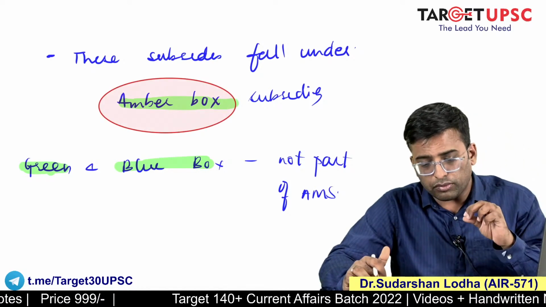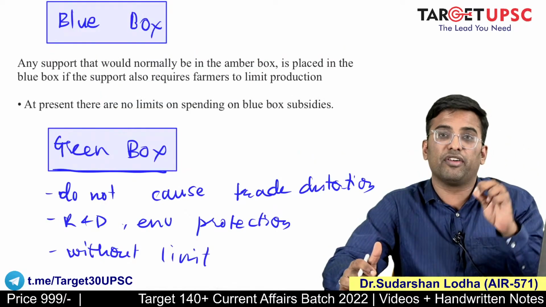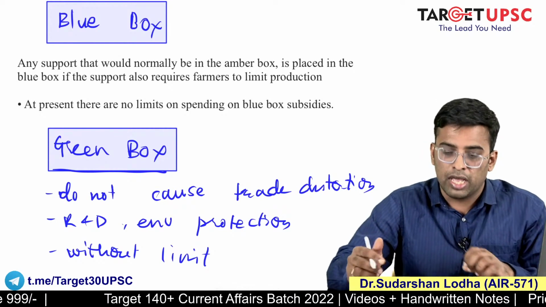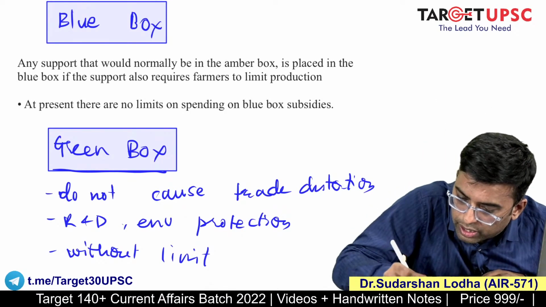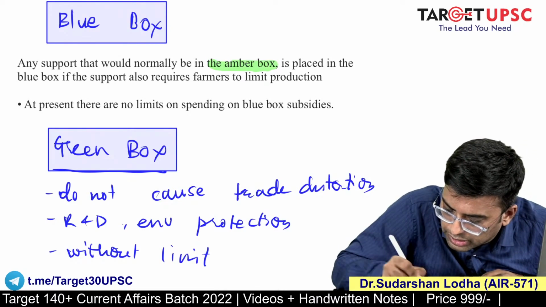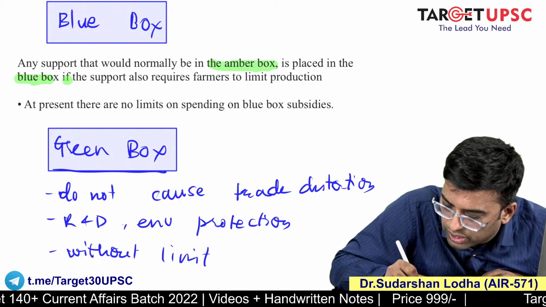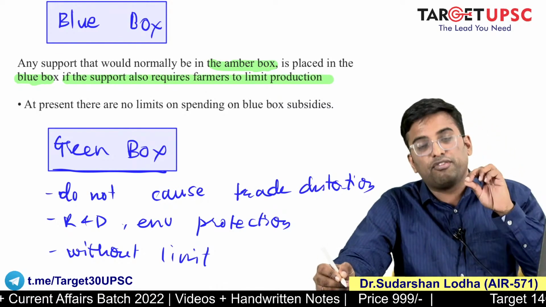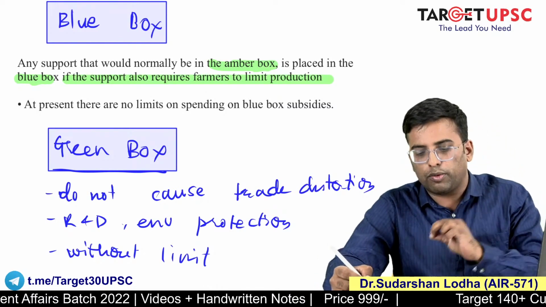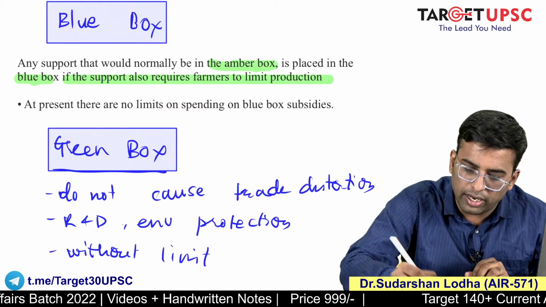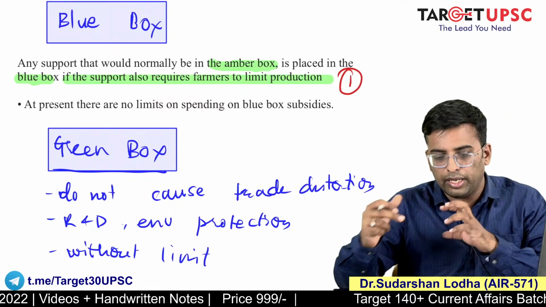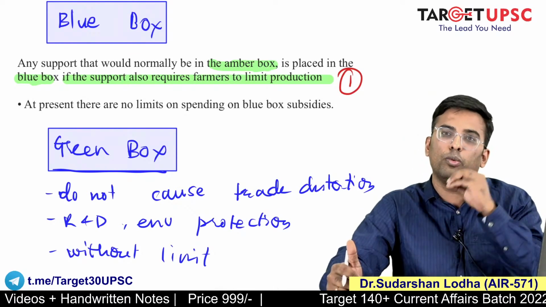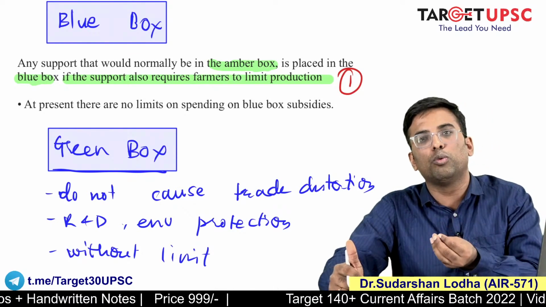Next is blue box and green box, difference among subsidies आपको पता चाहिए. तो blue box is any support that would normally fall under amber box, placed in blue box if the support also requires farmers to limit production. तो अगर farmers को production limit करना है तो क्या होता है कि जो भी सपोर्ट गवर्नमेंट ने दिया है it goes into blue box.